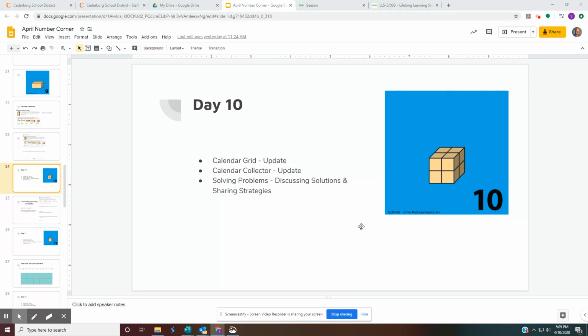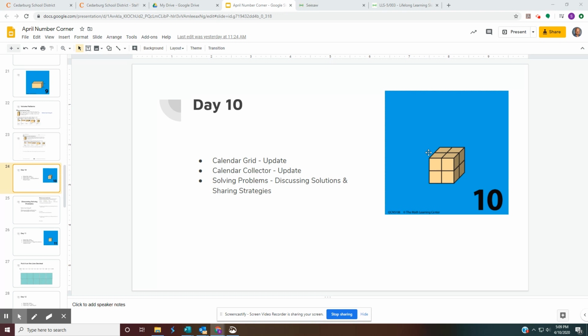On your calendar grid, we are looking at the volume of this rectangular prism on our marker. So make sure you're writing down the length, the width, and the height of that, recording it, and then stating your volume in cubic units or cubic centimeters. When we're all done, we'll go over that. We're actually going to go over that in a couple days.